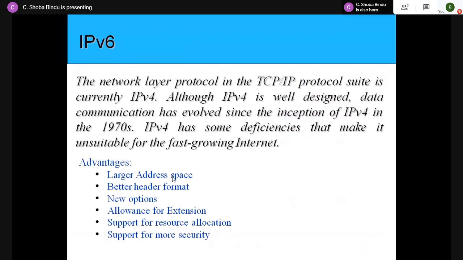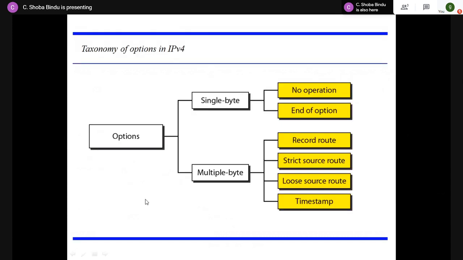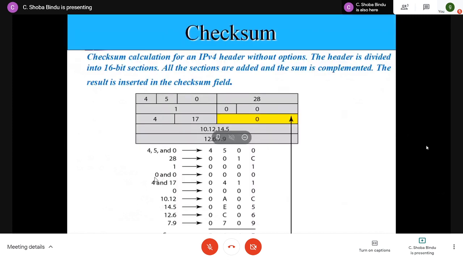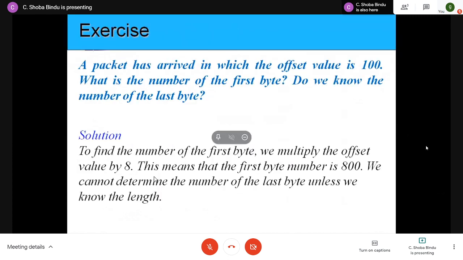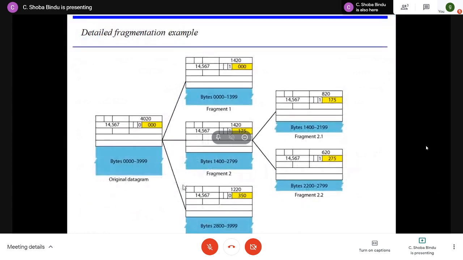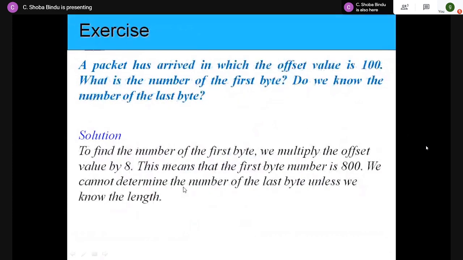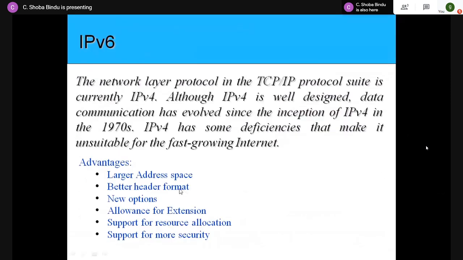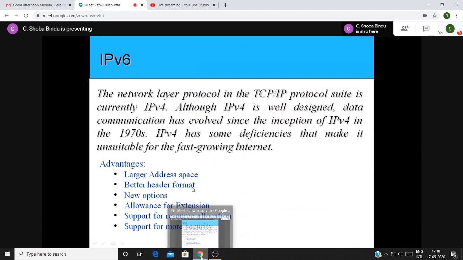The next one is the IP version 6 protocol, which we'll see tomorrow. For today, I'll stop here, up to the IP version 4 header. Have a look at all the fields in the IP version 4 header, thoroughly go through the exercises, and try to analyze the IP version 4 header. In the next class, we'll look at the IP version 6 header, and then some of the problems given in GATE. Thank you.